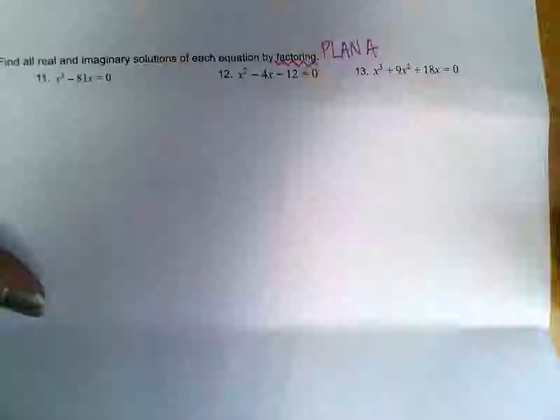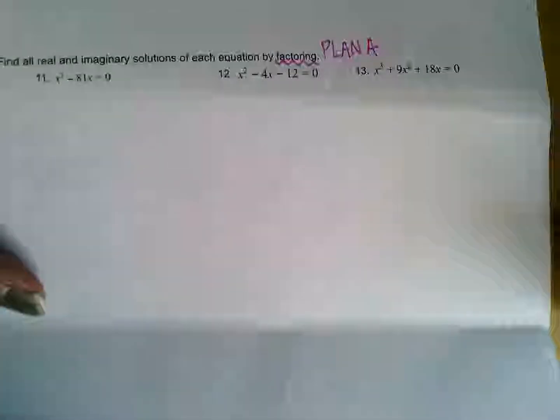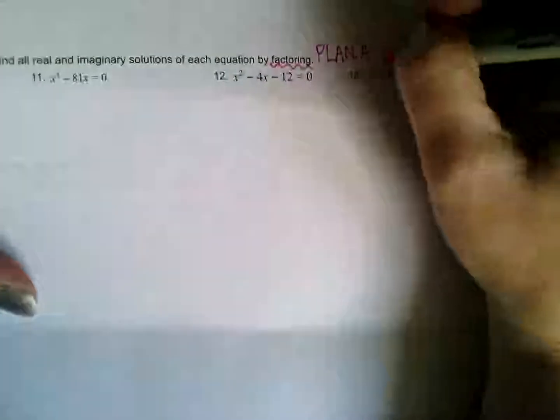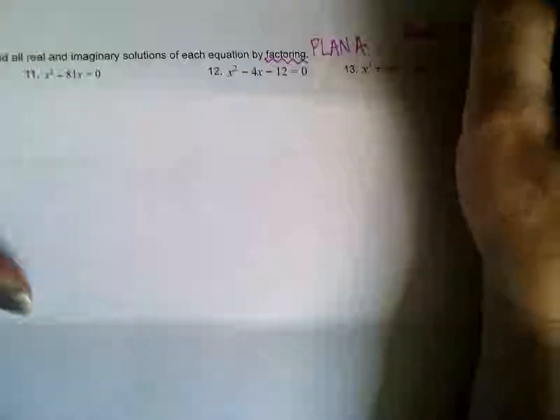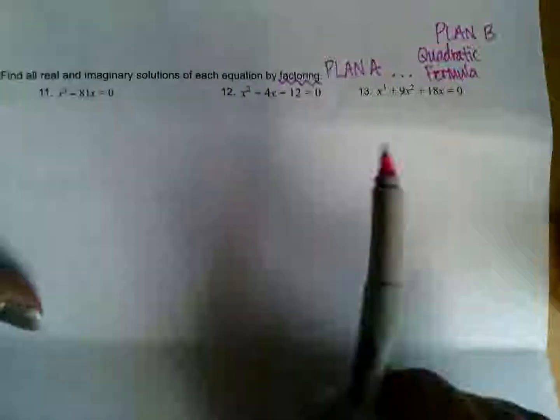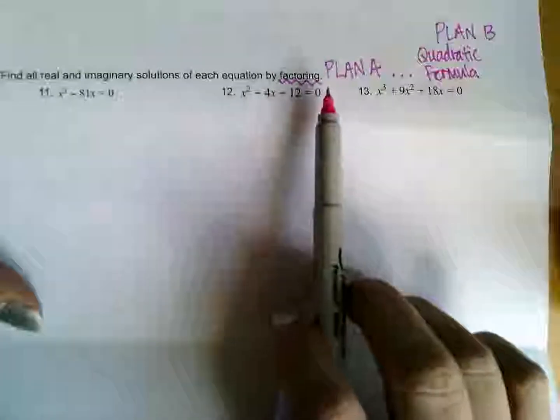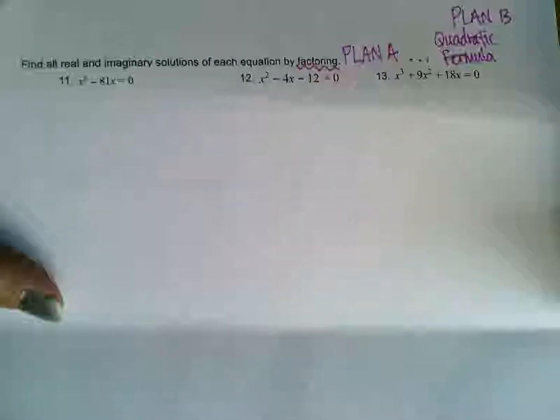Plan A is factoring. When factoring doesn't work and you have a quadratic equation, we're going to use the quadratic formula as plan B. Anyway, I'm writing it there. So plan A is factoring, plan B is quadratic formula.